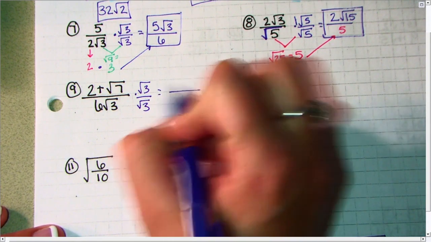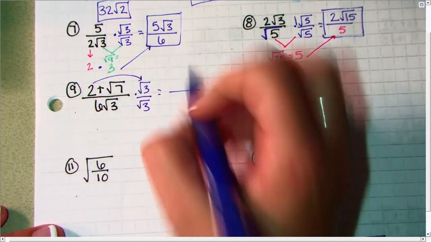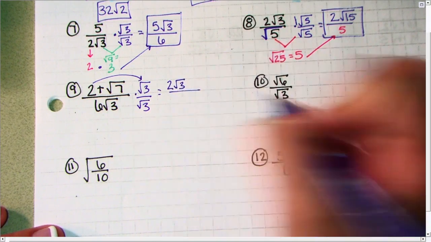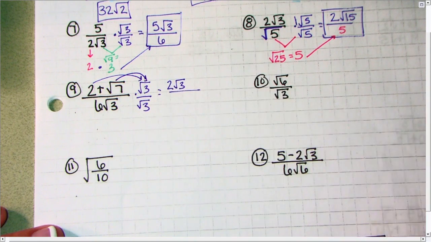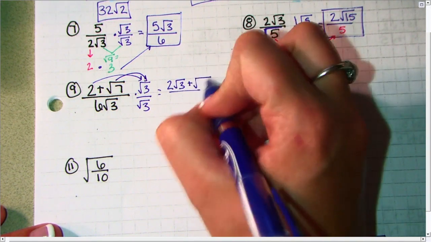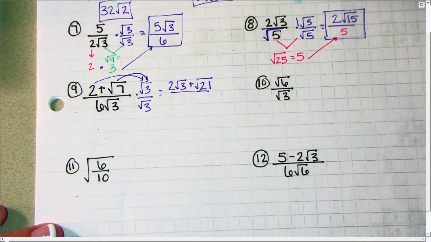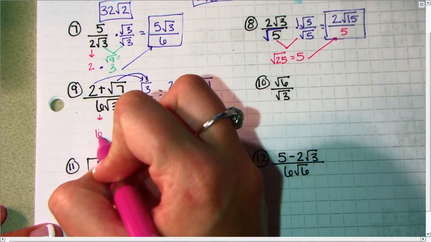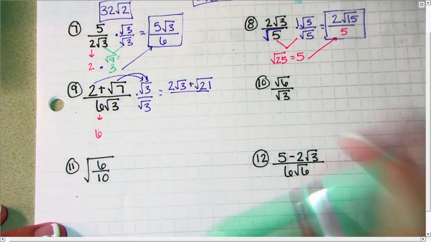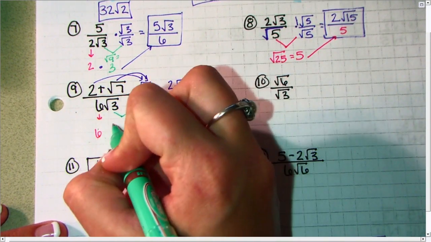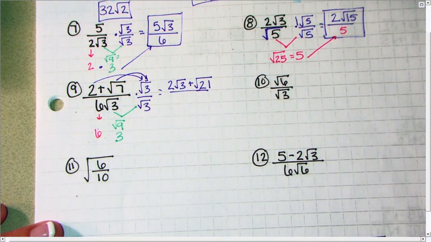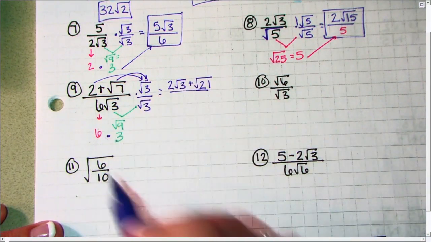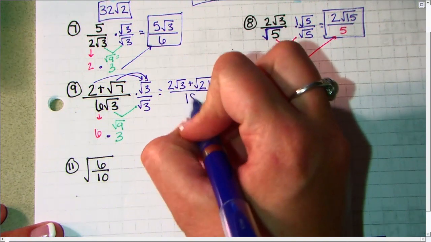So to multiply, I have 2 times the square root of 3 for 2 square roots of 3. Then I shift over here. The square root of 7 times the square root of 3 is the square root of 21. 7 times 3 is 21. For the underneath part, I bring down the 6. Then I multiply. The square root of 3 times the square root of 3 is the square root of 9. And the square root of 9 is 3. I multiply these two terms together. 6 times 3 is 18.